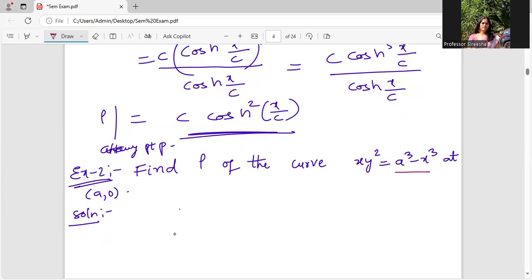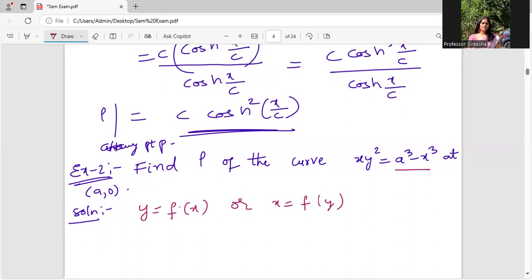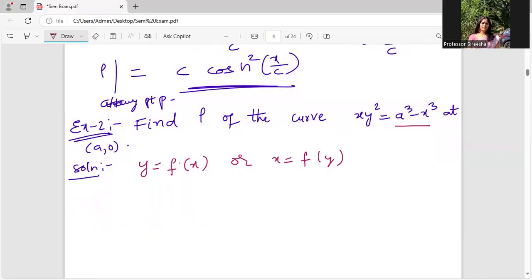Now here, it is not clearly known whether this is a curve in y is equal to f of x format or x is equal to f of y format. I'll just go with the normal formula first, and if I have a problem with it, then I'll think about the second formula. Otherwise, the second formula case is ruled out. For this I'll be needing y1, which is nothing but dy by dx.